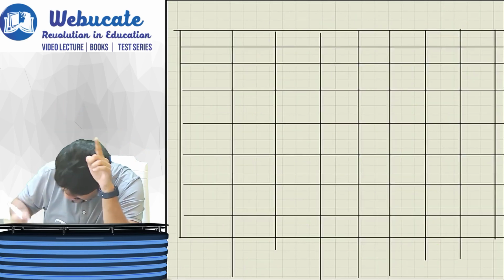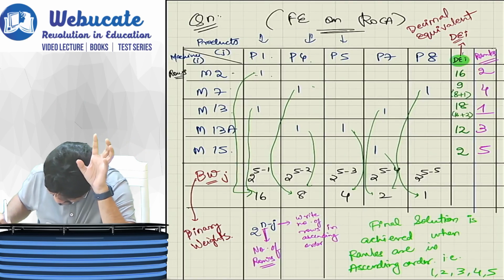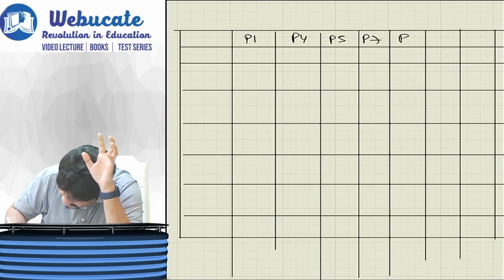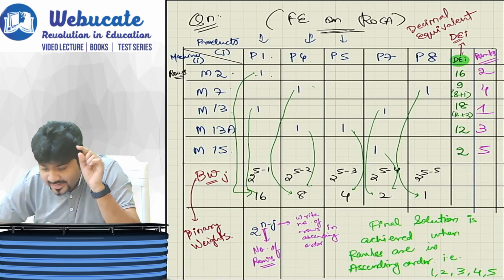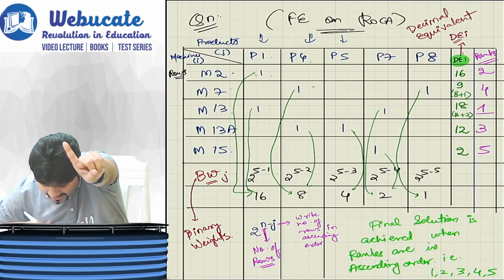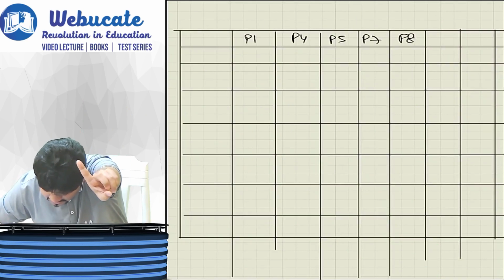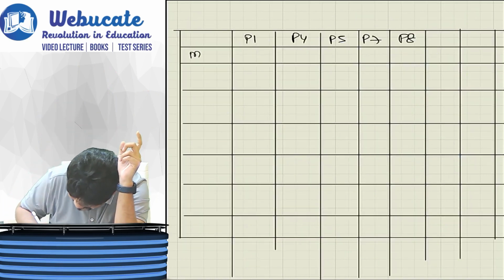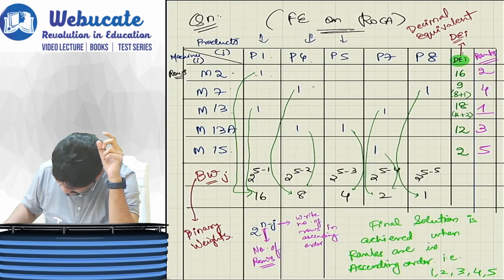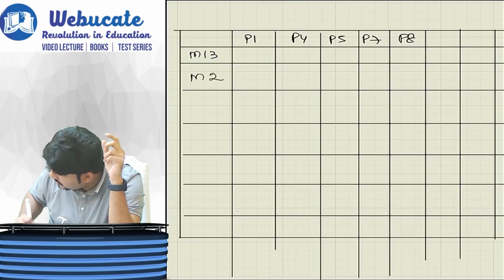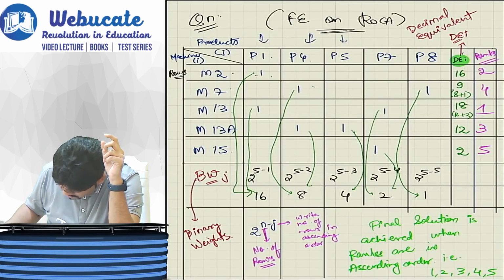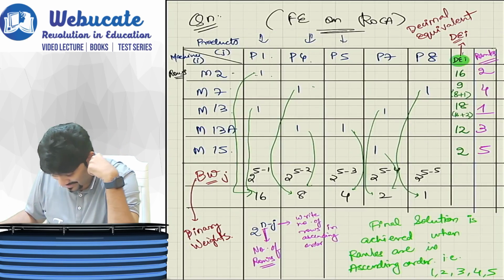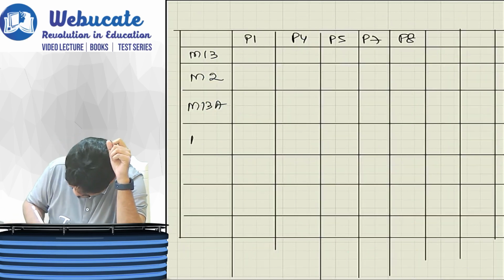Now, in the next step you have to write down the machine names: P1, P4, P5, P7, P8. Then you have the machines. The machines will be written as per the ranks. What is the first rank? M13. Next rank, M2. Next rank, M13A. Next rank, M7 and M15.